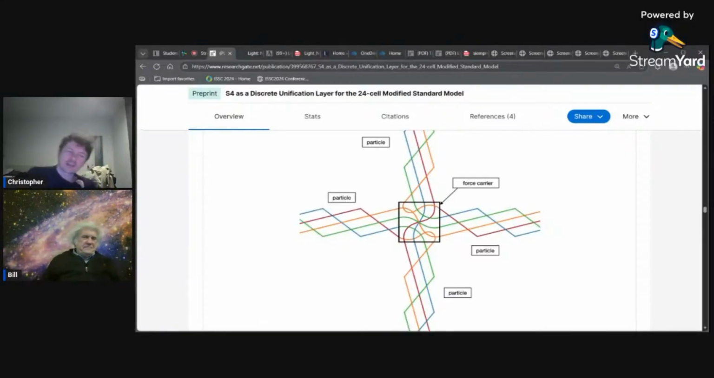Oh, that's interesting. I didn't know there's some connection between the word neutron and neutrino. I mean, it sounds like it.